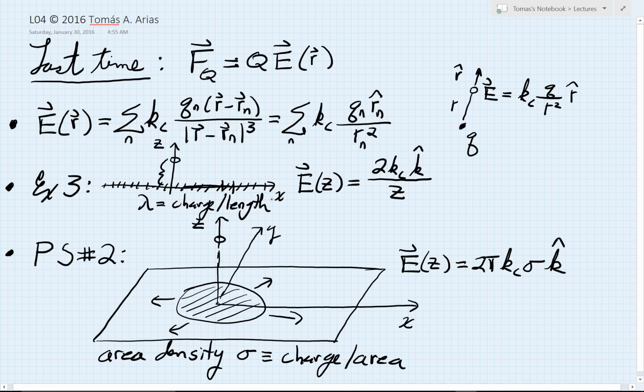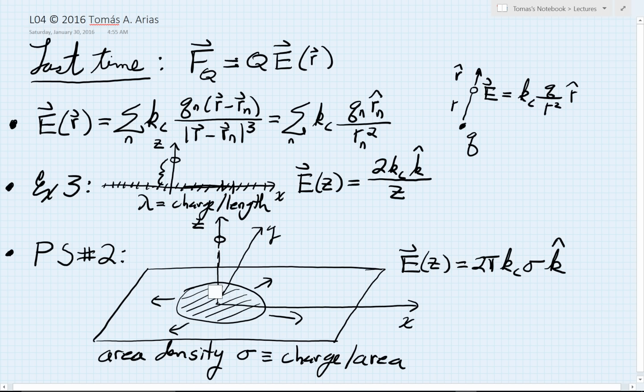Now on problem set 2, you are asked to calculate the electric field above a disk. And then later in the problem, you are asked to consider what happens when the radius r of your disk is moved out towards infinity, by which you then create an infinite sheet of charge. And this gives another very interesting result.